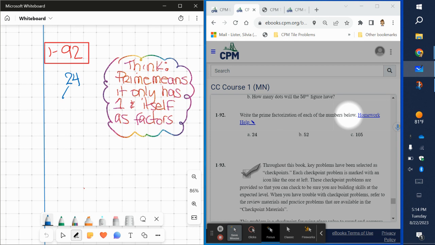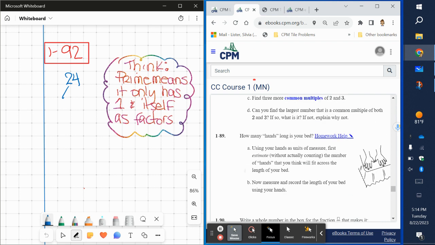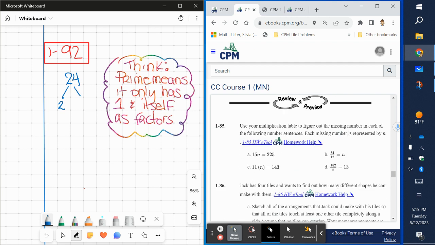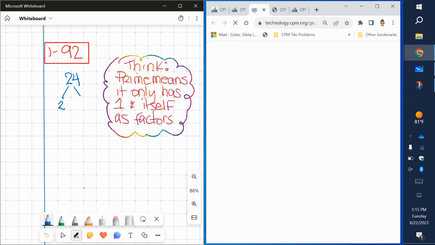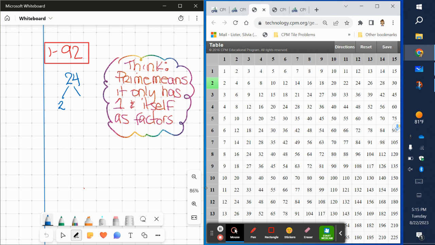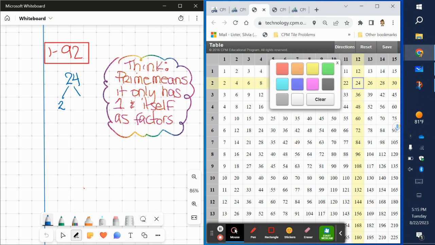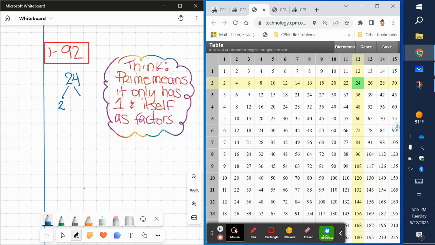And if you need to, you can go back up here and scroll to this problem where it says the E tool for the multiplying, and you can save this if you'd like. Because I know that 2 times 12 is going to give me this 24, and that's what I have on this problem. So I know that it's going to be 2 and 12. Well, 2 only has itself and 1, so 2 is prime.